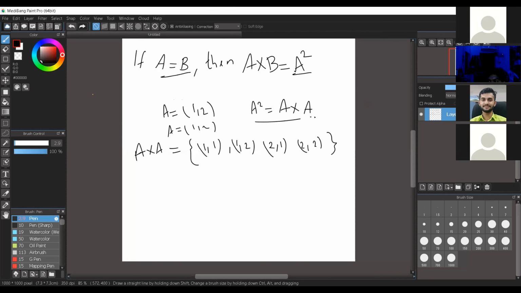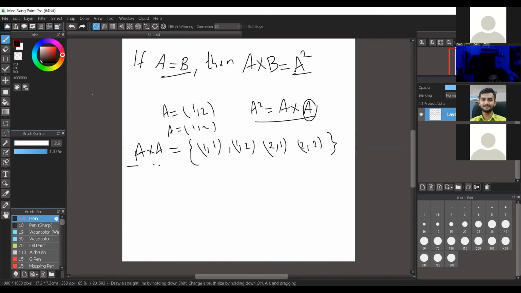What's A square? A cross B. B is the same as A. It's just the same element being repeated twice. So the complement of it is going to be the square of the product. Is it clear? Yeah, these are equal sets, because both are equal. Both are the same set. Exactly.